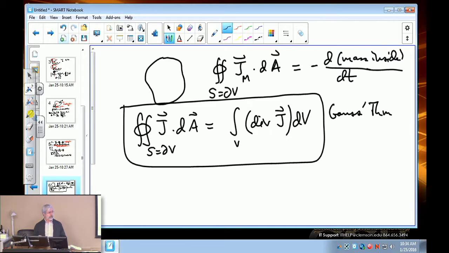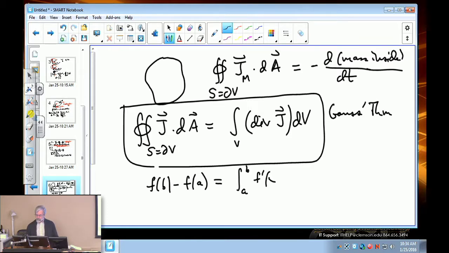Okay, so what this says, in one dimension, is like the fundamental theorem of calculus. The analog to this in the fundamental theorem of calculus was that the difference in a function, f(b) minus f(a), that's the left-hand side, that's the amount of stuff flowing out on the ends, is equal to the integral of the derivative of f with respect to x. That's the one-dimensional version of it, which is the fundamental theorem of calculus. That's what we considered before. Gauss's theorem is like the three-dimensional version of that.